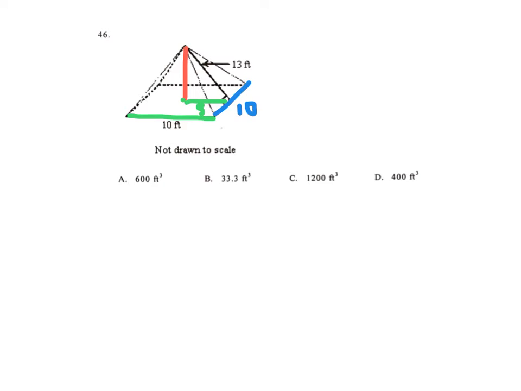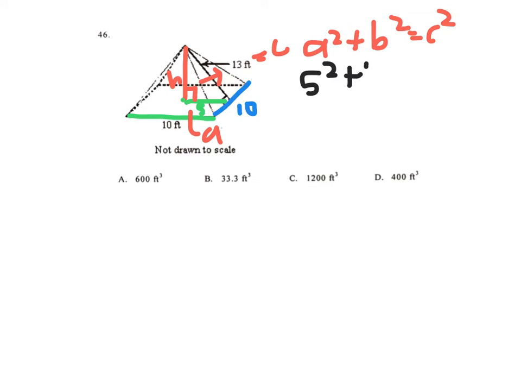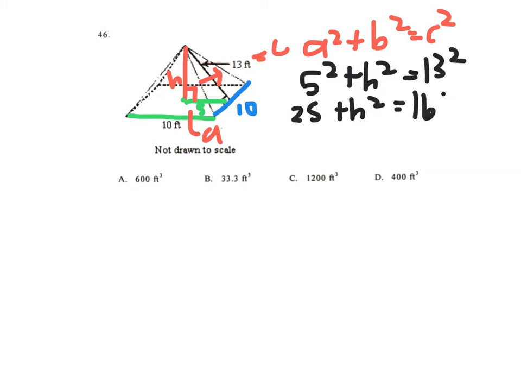And we're going to use a squared plus b squared equals c squared to find our height, h. This one is our hypotenuse because it's across from a right angle, so it's going to be c. 5 is going to be our a value. We're going to plug that all in up here. So I have 5 squared plus h squared equals 13 squared. When I square 5, I get 25 plus h squared equals 13 squared, which gives me 169.